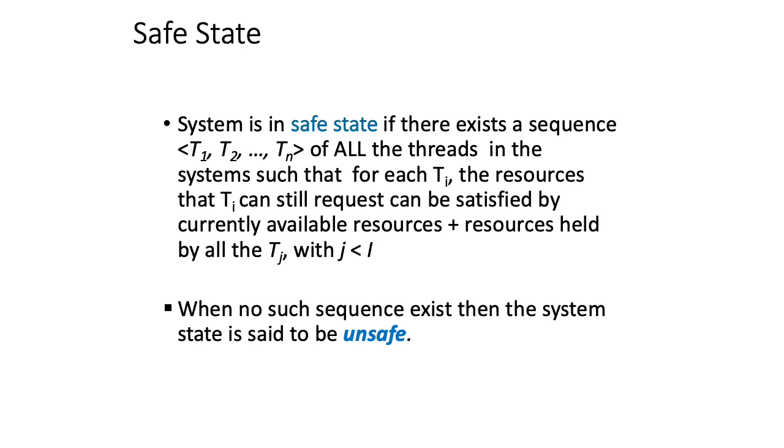When no such sequence exists, meaning we tried to apply the algorithm and did not find this order, we couldn't find the sequence T1 to Tn that will maintain a safe state, then we say that the system is in an unsafe state. So this is how we are testing safe versus unsafe. Safe means that there exists an ordered sequence T1 to Tn that maintains a safe state. We still don't know how we can do that ordering, and that's what the main algorithm is about. How can we create this ordered sequence?